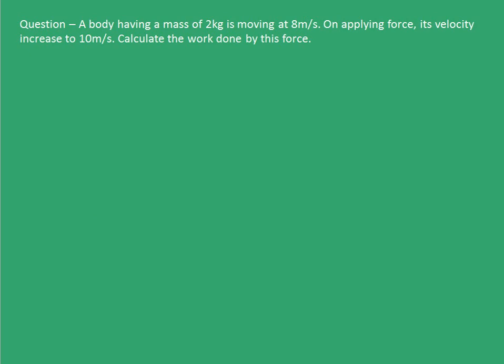Now let's look at a question. A body having a mass of 2 kg is moving at 8 meters per second. On applying force, its velocity increases to 10 meters per second. Calculate the work done by this force. So what I will do here is calculate the initial kinetic energy, calculate the final kinetic energy, and subtract both to get the work done by this force, because work done is equal to change in kinetic energy, delta KE, that is kinetic energy final minus kinetic energy initial.